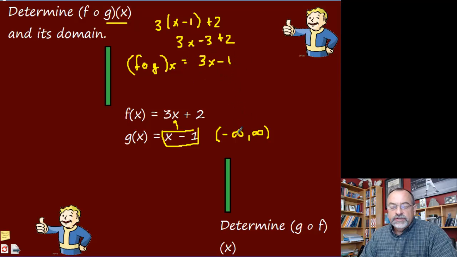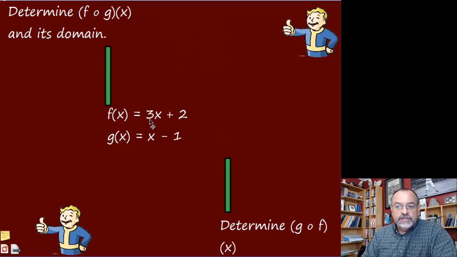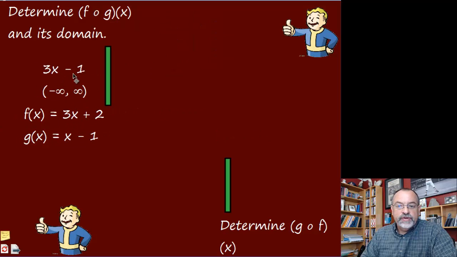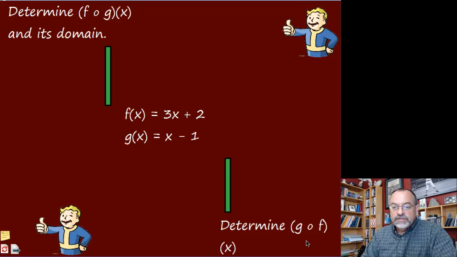Then we want to consider the domain of the g function, which is all real numbers, and the domain of this new function. This new function does not create any new restrictions at all, because again there's no denominator and no radicand. So the domain of our new function will be all real numbers as well. If we slide this over, we see 3x minus 1, and again our domain is all real numbers.